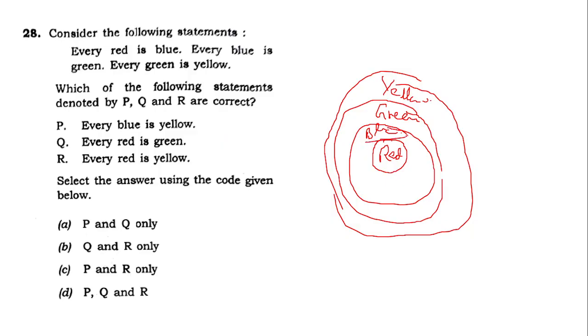Yes. When we are going from smaller category to bigger category, we can use the word yellow. So we can use the word every. So this is fine. This is correct. Every blue can be yellow.